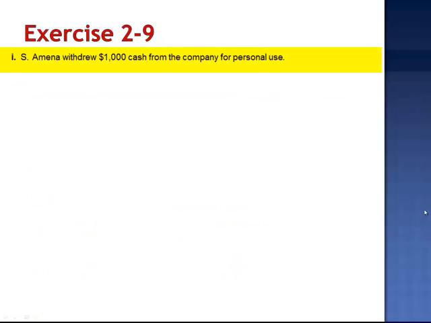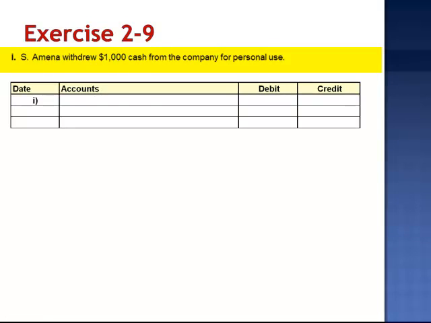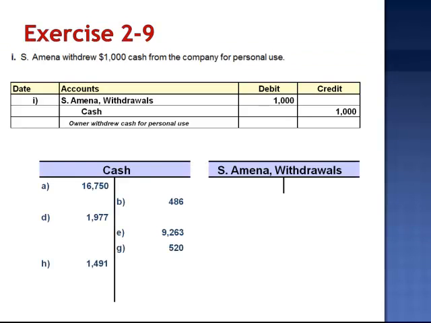Letter I. Amena withdrew $1,000 in cash from the company for personal use. The journal entry is a debit to the equity account, Amena withdrawals, and a credit to cash. Debit the withdrawal account and credit cash.